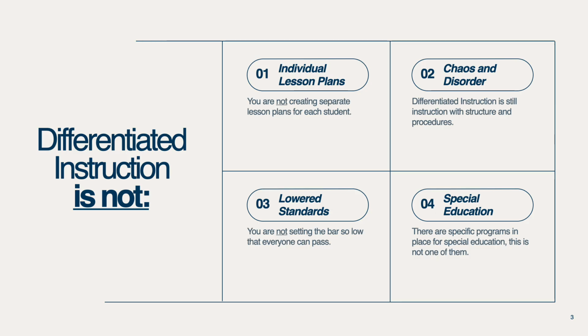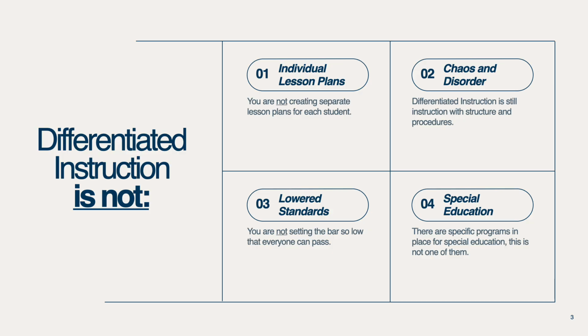You're not lowering the bar so that everyone can pass. You're not making the gifted or talented students or more academically minded students have an easier time of it. That's actually the exact opposite of what differentiated instruction is doing. And fourth, and probably most importantly in my mind, differentiated instruction is not special education. There are specific programs in place for special education, and differentiated instruction is not one of them. We often include it in that, but it's a completely different system.